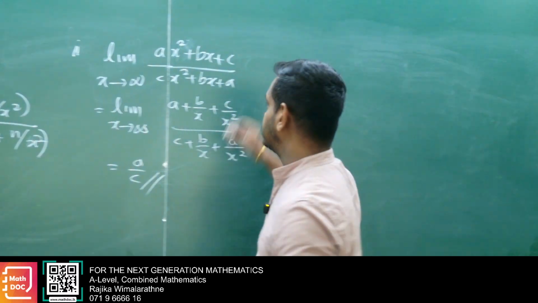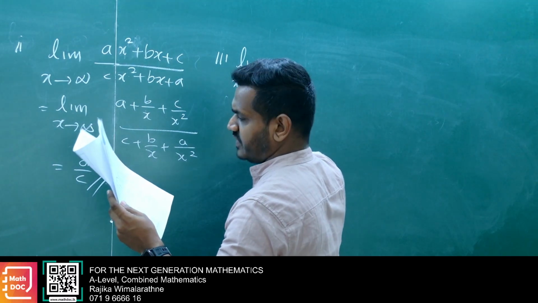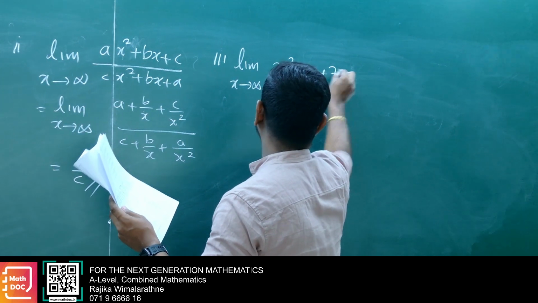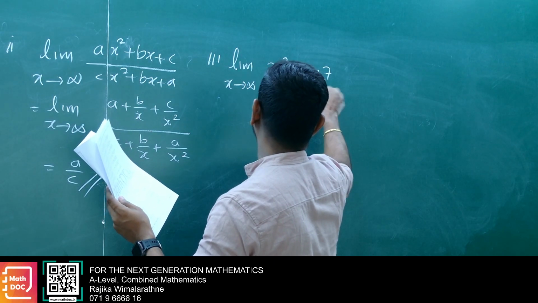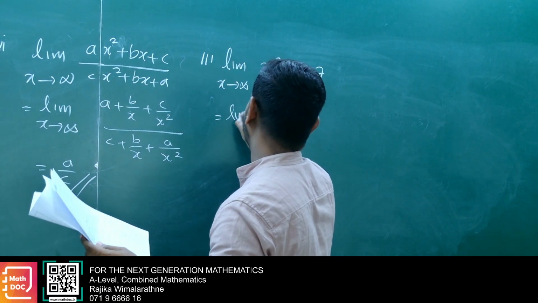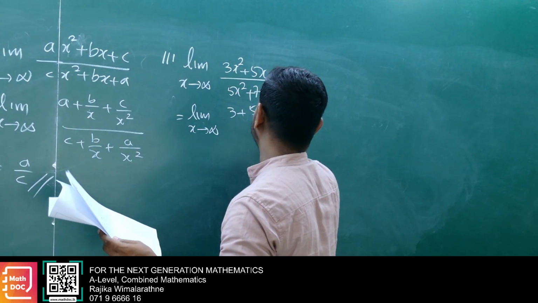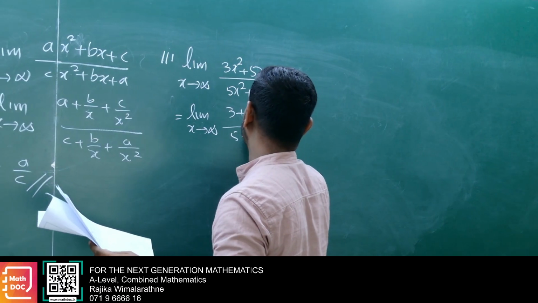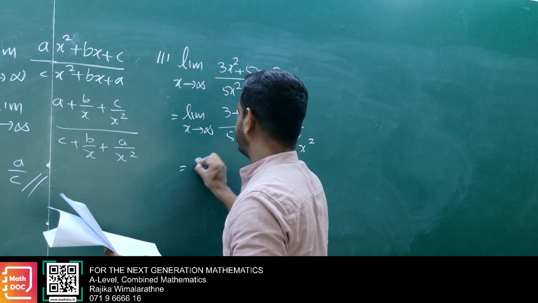Okay, then third, limit x goes to infinity, (3x square plus 5x plus 7) over (5x square plus 7x plus 9). Dividing by x square, we get 3 plus 5 over x plus 7 over x square, over 5 plus 7 over x plus 9 over x square. Answer 3/5.